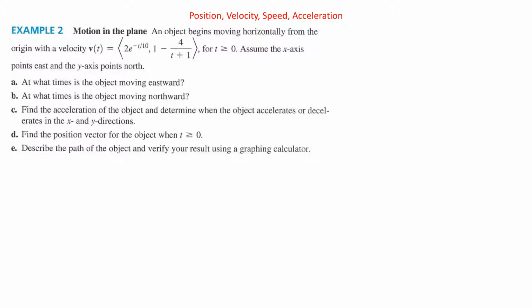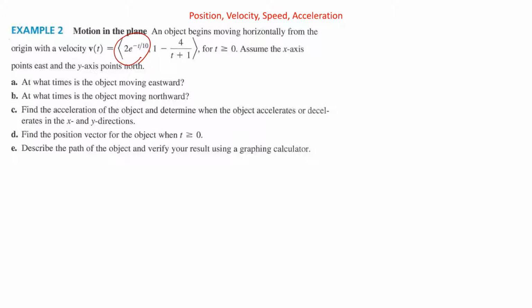At what time is the object moving eastward? So for this case, we want to know when this x velocity is positive. That's when it'll be moving eastward. That's not directly east. It's moving east and maybe north, maybe south, maybe just straight east, but it's moving in the eastward direction. So when is 2e to the negative t over 10 positive?